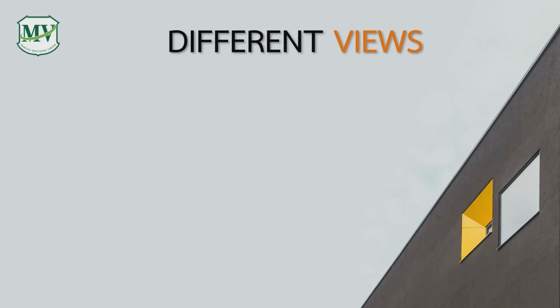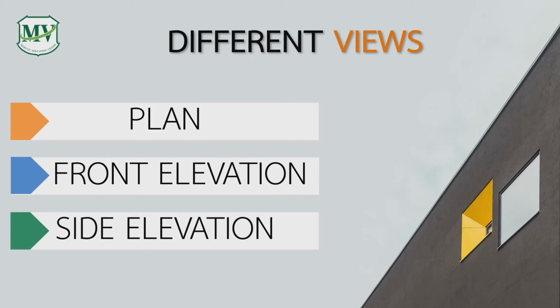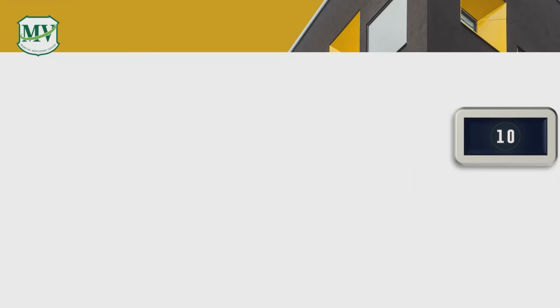Before we have our activity, let us remember that we have different types of views. It could be a plan, a front elevation, or a side elevation. Let's try this three-dimensional object. I will give you 10 seconds to answer it, to locate the plan, front elevation, and side elevation. Your time starts now.